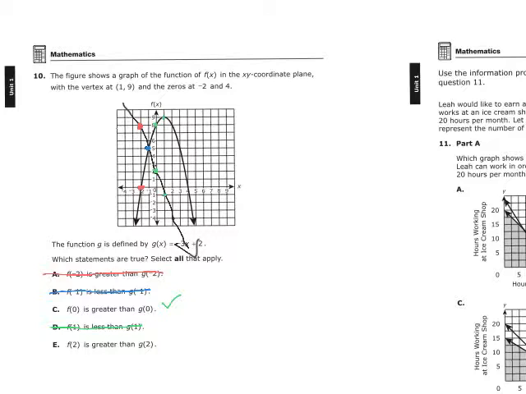And then f of 2, the function f, when x is 2, is right here, is greater than g of 2. And g of 2 is down the bottom here. So that is also true. So your answers should be C and E.